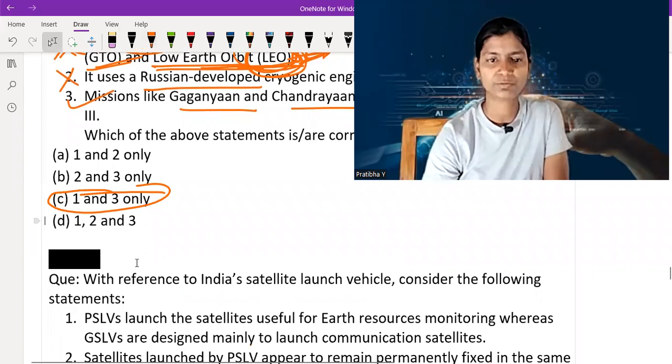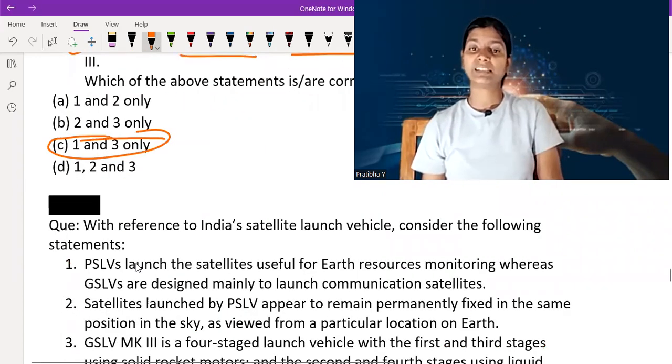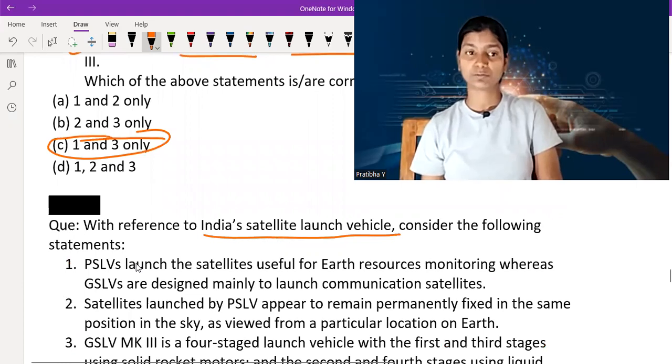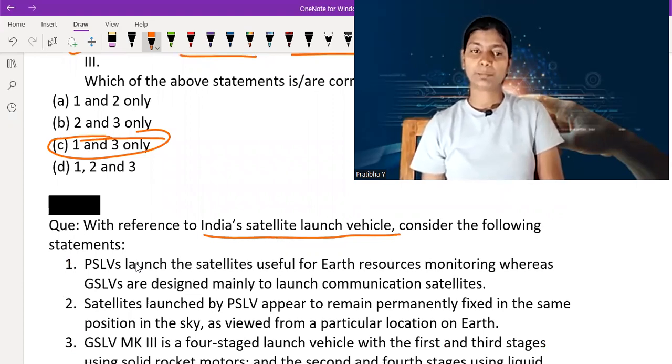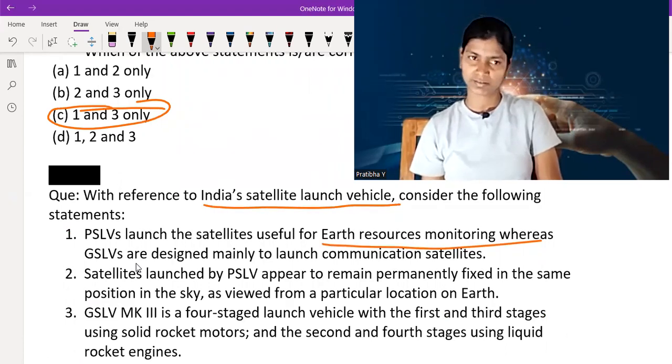Option C is correct. That means we are on the right path. Now let's move on to the next question. With reference to the Indian satellite launch vehicle, consider the following statements. PSLV launched satellites useful for Earth resource monitoring, whereas GSLV is designed mainly to launch communication satellites.